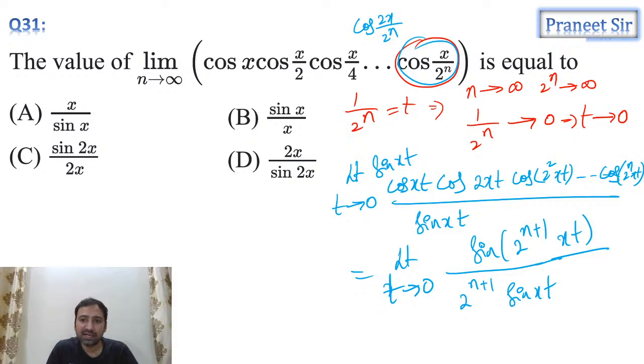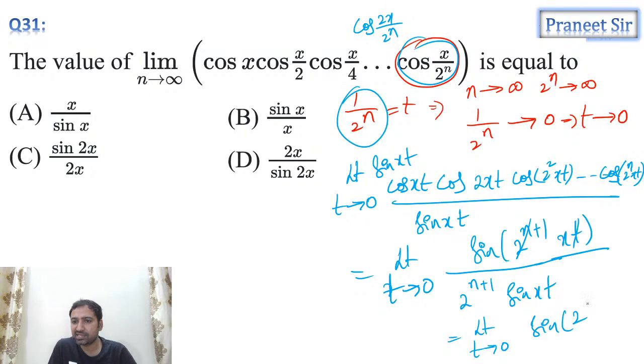Correct. But tell me, guys, t is nothing but 1 by 2 power n only. So can I write it as 2 power n and t get cancelled, and finally the numerator we get like this: limit t tending to 0, sin 2t, and the denominator, 2 power n is 1 by t, so this is 2t into sin xt. That's what we're getting. So are we getting 0 by 0, guys? Yes, we're getting 0 by 0.